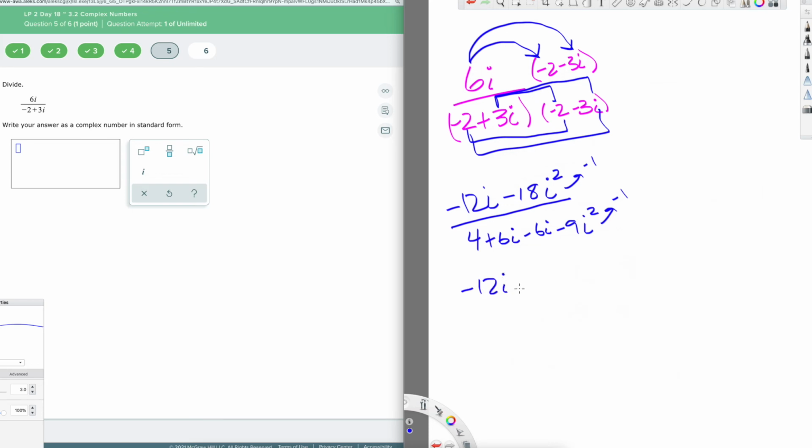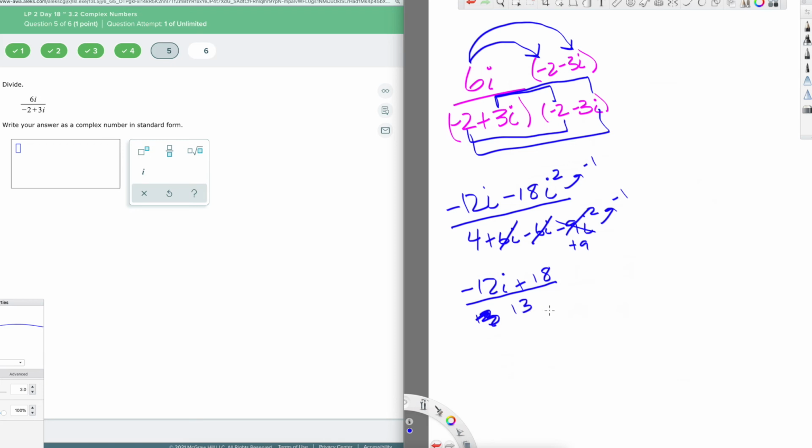This is negative 1 times negative 18, that's plus 18. Over 4, this is not negative 9 times negative 1, that's plus 9 instead of all that. So we have 4 plus 9, and that gets us 13. 6i minus 6i cancels out. So really all we have left is 13 on the bottom. So I could have actually written this more in the middle.